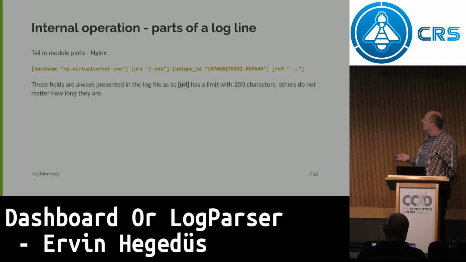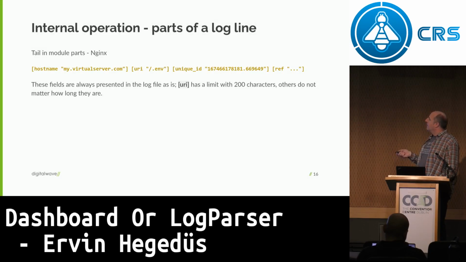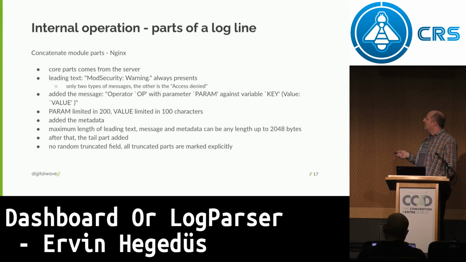And this is the tail part of the Nginx log. It's very similar. The URI field has a limit of 200 characters. That's it. And this is how Nginx concatenates the module. Core parts come from the server, leading text, ModSecurity warning, always present.